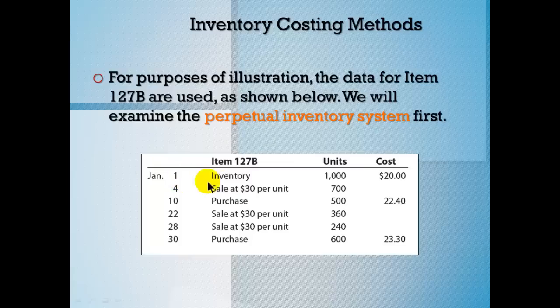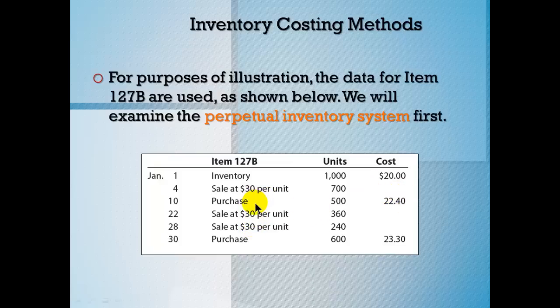In this illustration, we're going to start with 1,000 units that we had at a cost of $20 per unit. We had 3 sales during the month, on the 4th, on the 22nd, and on the 28th. In each case, we sold the units for $30 a unit. Thank goodness we're selling it for more than it cost us, right?